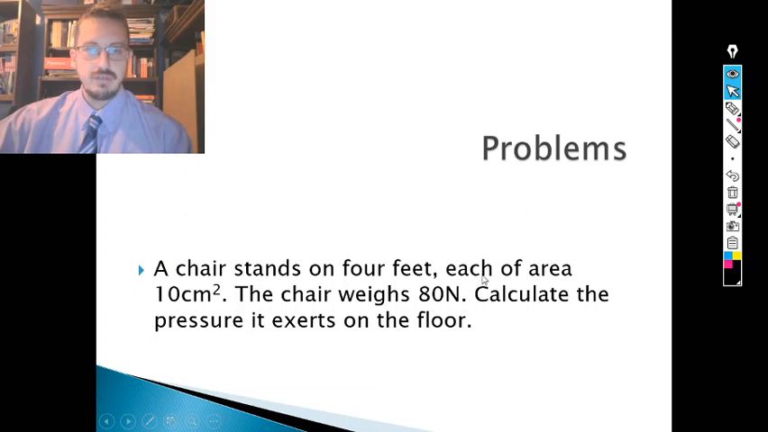A chair stands on 4 feet, each of area 10 centimeters squared. The chair weighs 80 newtons. Calculate the pressure it exerts on the floor.